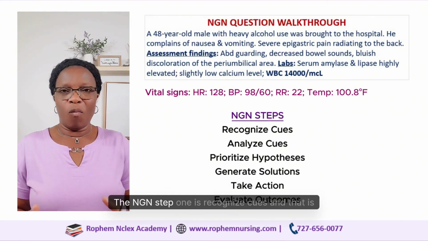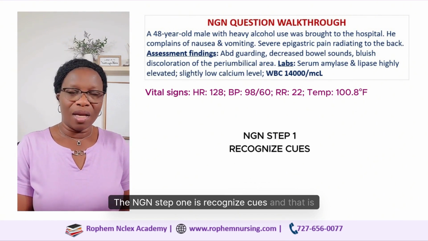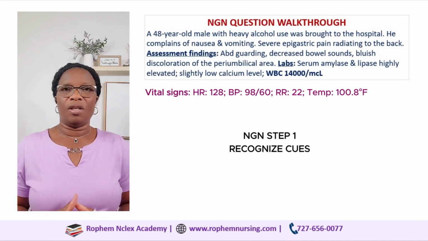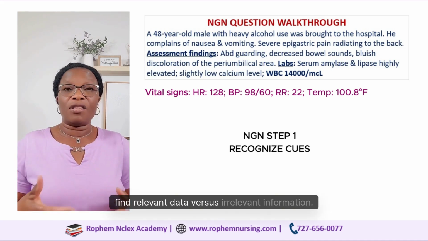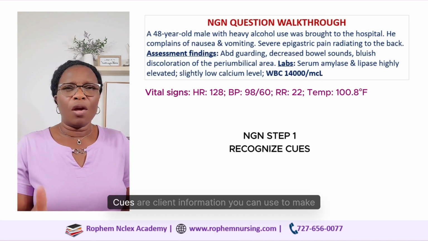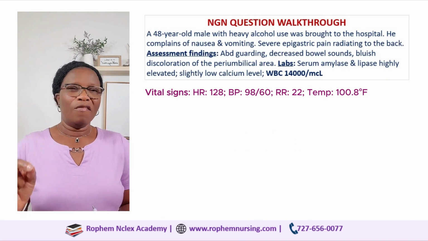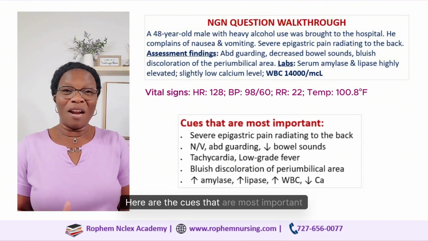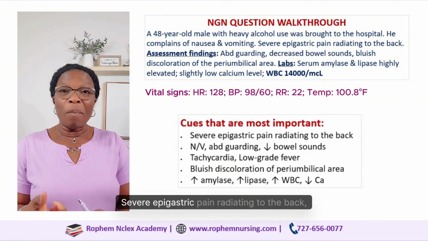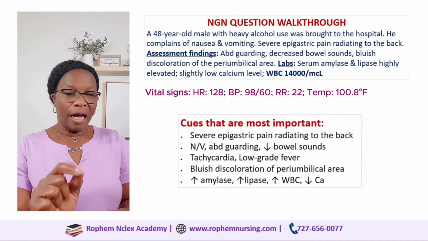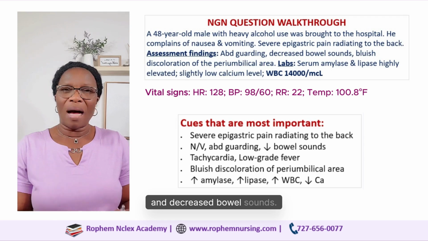The NGN step 1 is recognize cues, and that is finding what matters most. Look at the clinical situation. Find relevant data versus irrelevant information. Cues are client information you can use to make clinical judgment. For this patient, here are the cues that are most important: severe epigastric pain radiating to the back, nausea and vomiting, abdominal guarding, and decreased bowel sounds.